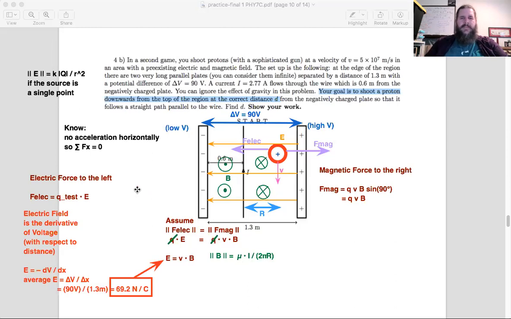I had a quick question. So with the average electric field, do we need to consider the negative sign or no? No, because we're just looking for magnitude. The negative sign here is really talking about direction, saying that the electric field points from the high voltage zone to the low voltage zone. But we've already established the direction, so we're just looking for magnitude. Any other questions on that so far?